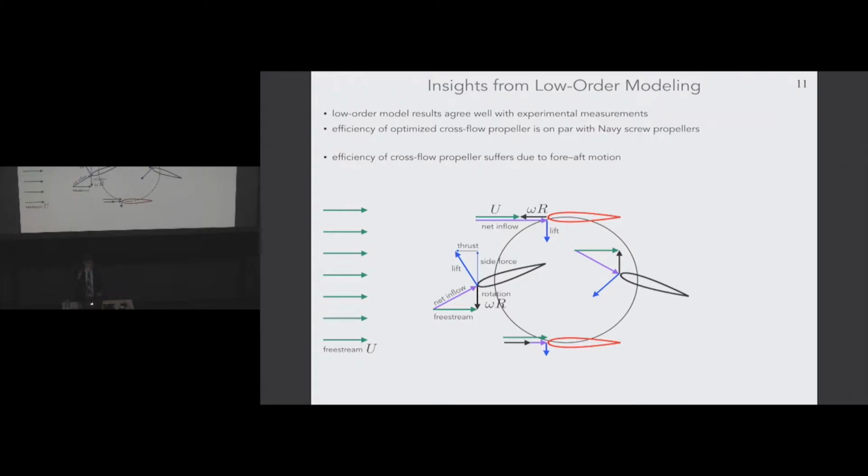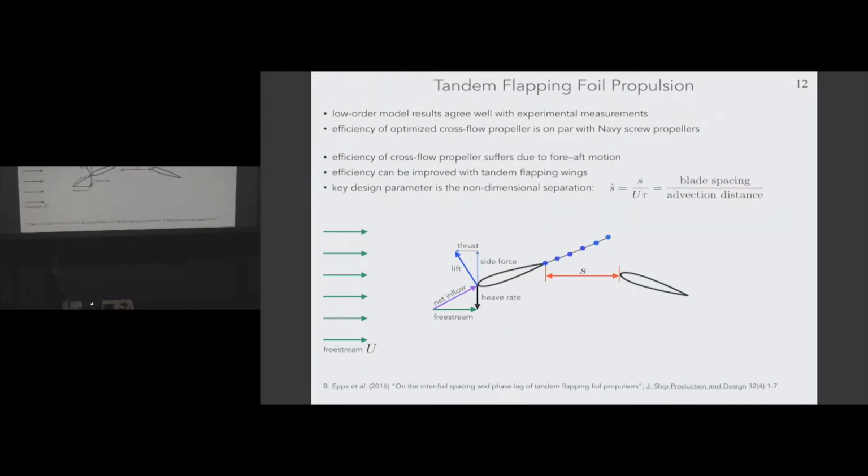So that insight would tell us, hey, why don't we abandon this cross-flow rotor thing and instead look at tandem flapping foils? If we have a tandem flapping foil situation, then we can produce that useful thrust. And what we could do is do it in such a way that maybe the aft foil is going up while the forward foil is going down, and maybe we can cancel out the side forces and have a nice smooth ride going forwards.